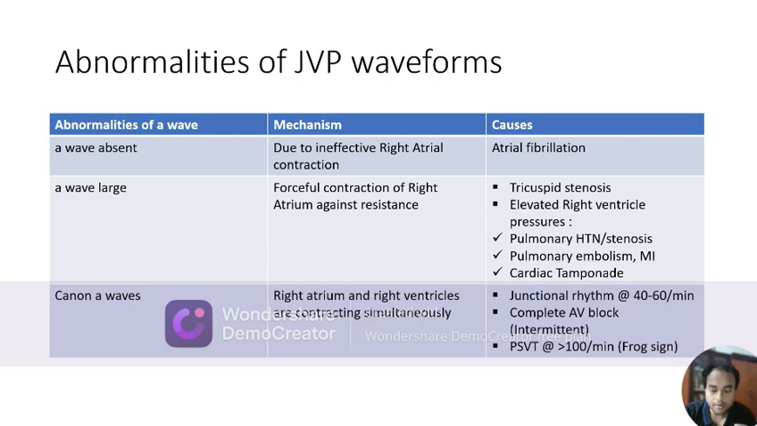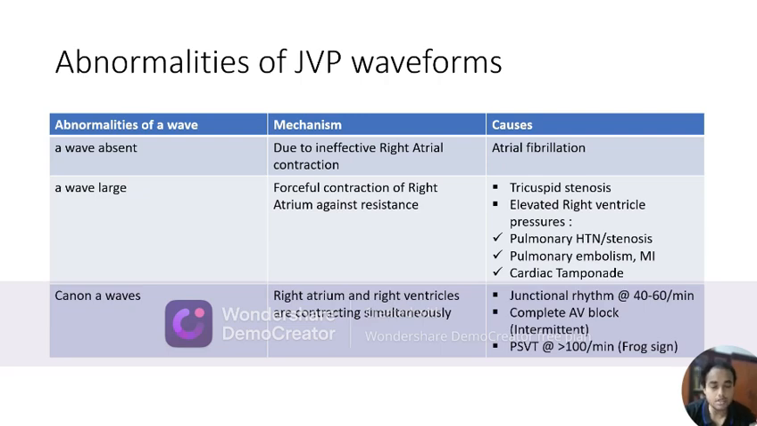Cannon waves. Now, Cannon waves are waves which are large, with an extremely large rise in pressure, greater than the large A waves. Cannon waves are produced when the right atrium and right ventricle contract simultaneously, that is, the right atrium contracts against a closed tricuspid valve. This can happen in junctional rhythm, in which the AV node becomes the pacemaker. Now, since the AV node is located at the junction of the atria and the ventricles, when the AV node becomes the pacemaker, the atria and ventricles are depolarized simultaneously, resulting in a simultaneous contraction of the right atrium and right ventricle.